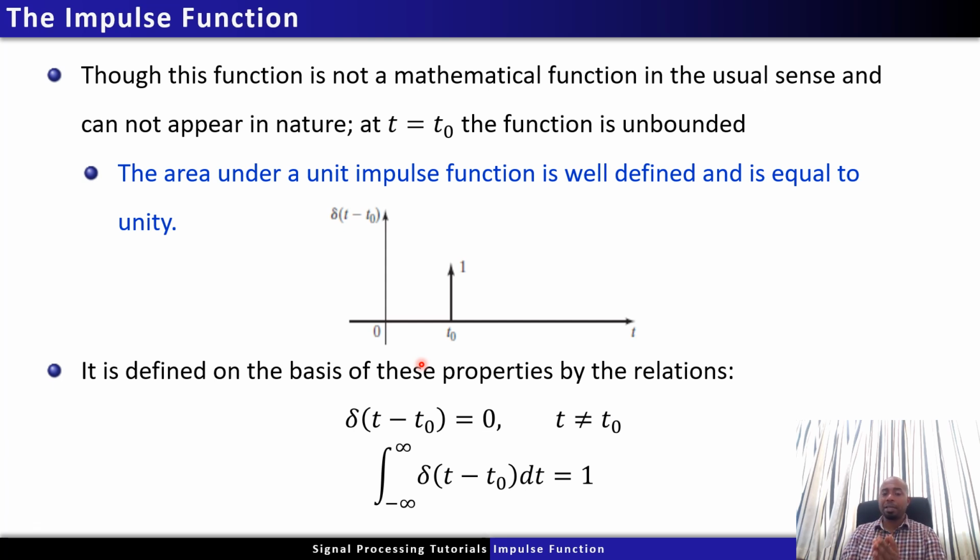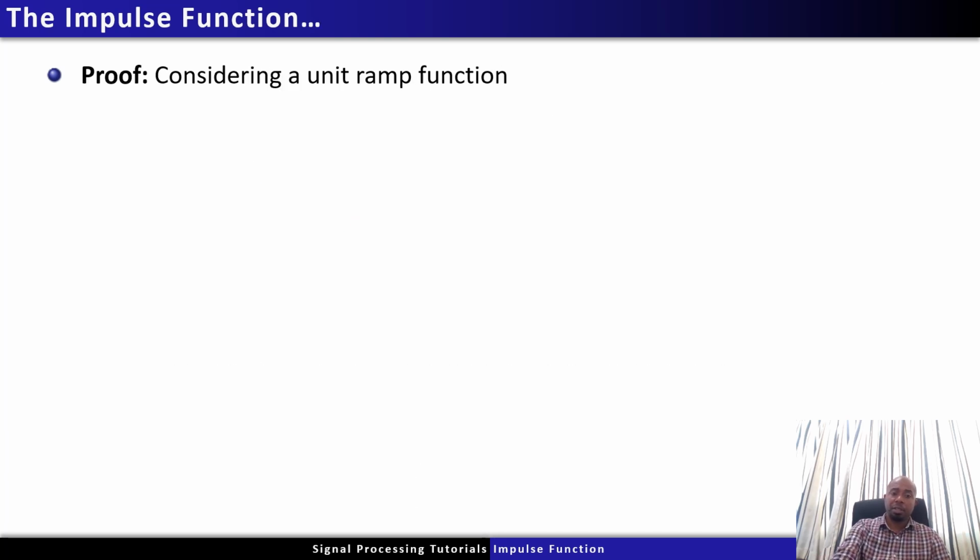We say delta of t minus t naught is equal to 0 when t is not equal to t naught. Whenever t is not equal to t naught, delta of t minus t naught is equal to 0. And the area under it is the integral from minus infinity to plus infinity of delta of t minus t naught, and this is equal to 1. Most students wonder why a given function is unbounded and not defined, but its area is. This is quite interesting to see.